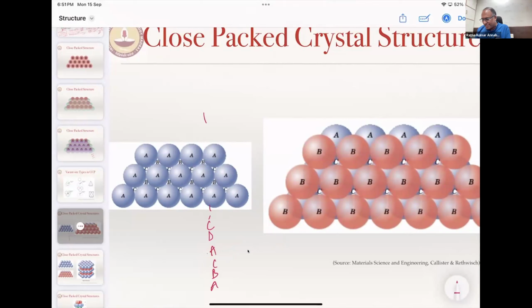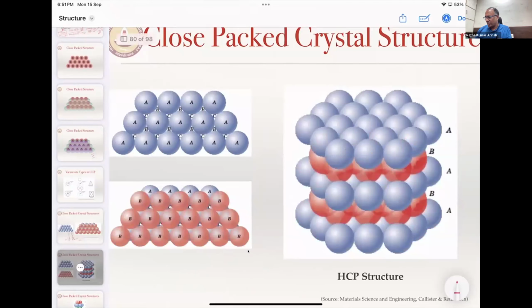Instead of doing ABC, ABC, if you do AB, AB, AB, both of them are closed packed configurations. It is just that the way that you are stacking them is different. If you stack them in this fashion, you get an FCC crystal. If you stack them in this fashion, you get an HCP crystal. Both of them are closed packed, and hence you will see that their packing fraction is 74%.